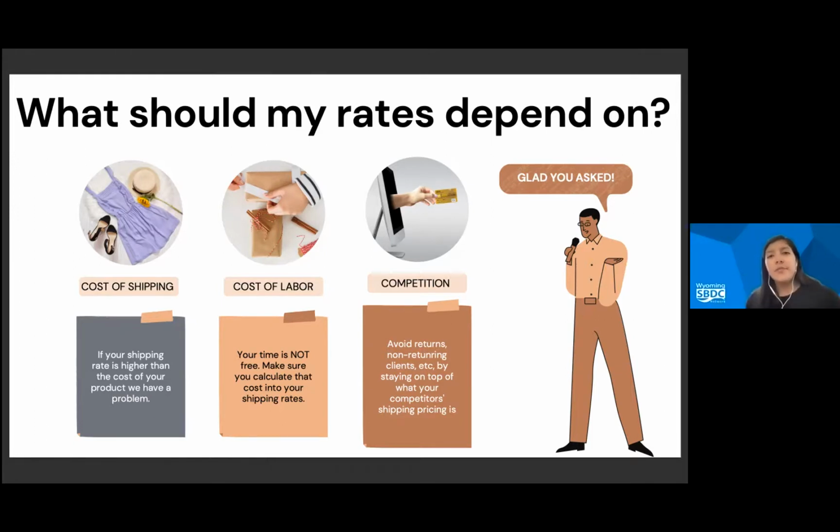So these are kind of the main costs and things that I would take into consideration if I'm figuring out my shipping rates. So the cost of shipping is a huge one. We just talked about it. If your shipping rate is higher than the cost of your product, we have a problem, because it's going to be very unlikely that people are going to have that product shipped to them if most of what they're going to pay is for the actual shipping. So that's something for you to think about.